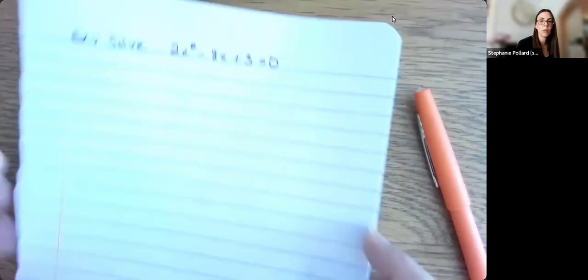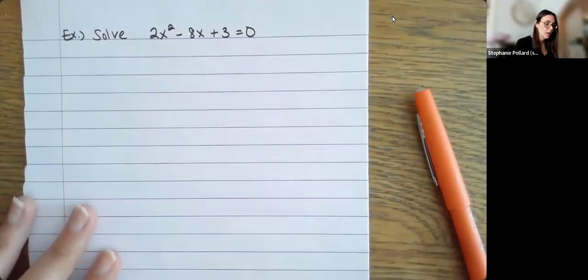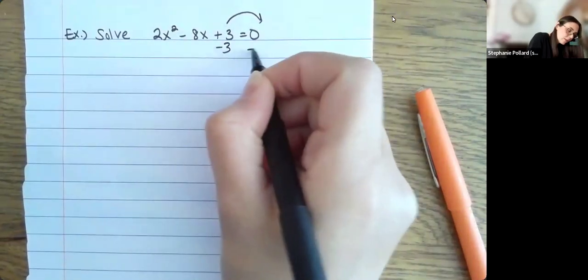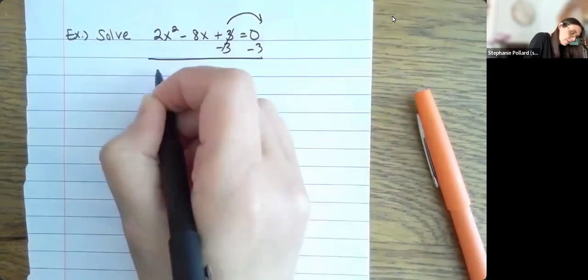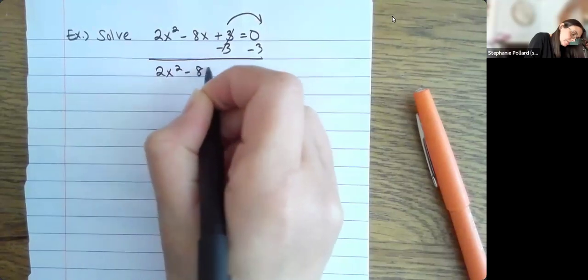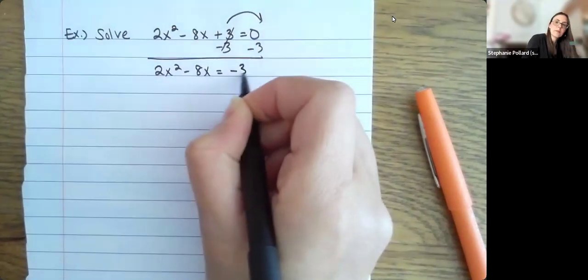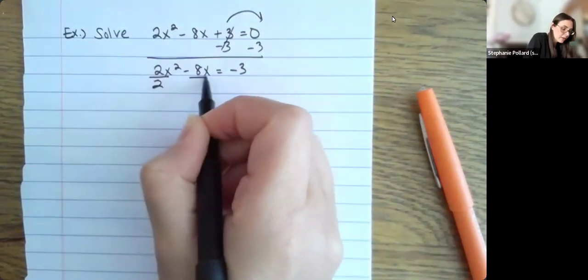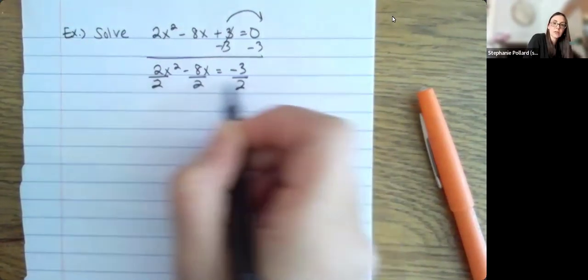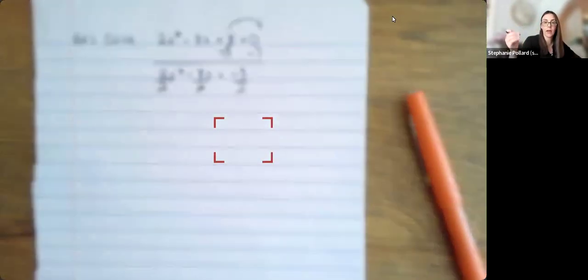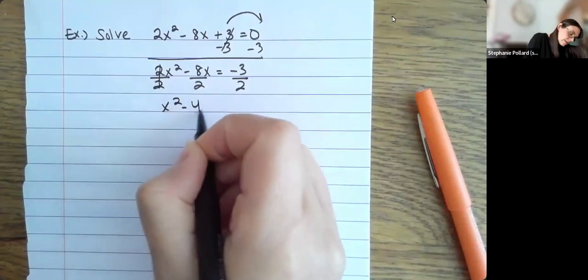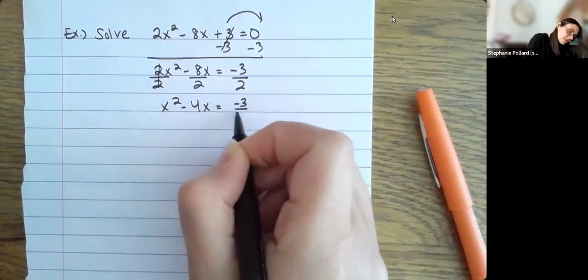All right, and let's do one more. So I'm going to start by bringing 3 over. I'm going to subtract 3 from both sides. Now I do not want this 2 here, so I am going to divide everything by 2. So I'm technically dividing both sides, right, in completion. So every single term has to get divided by 2. That would give me x squared minus 4x equals -3/2.